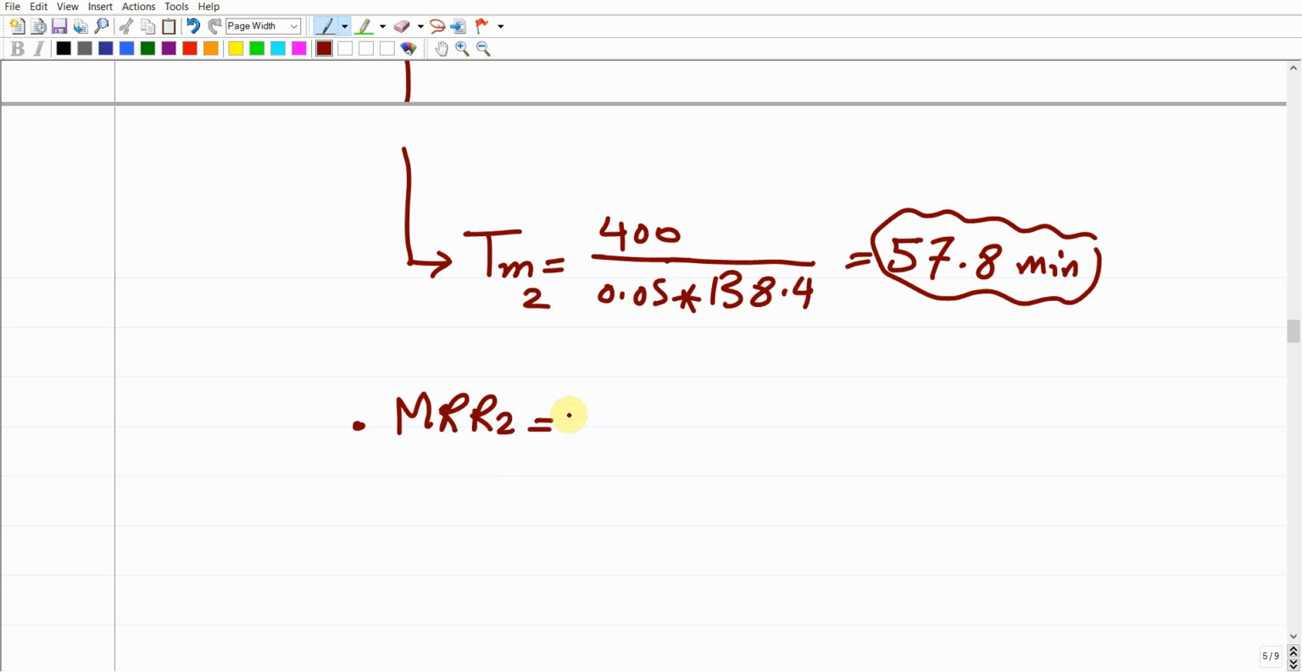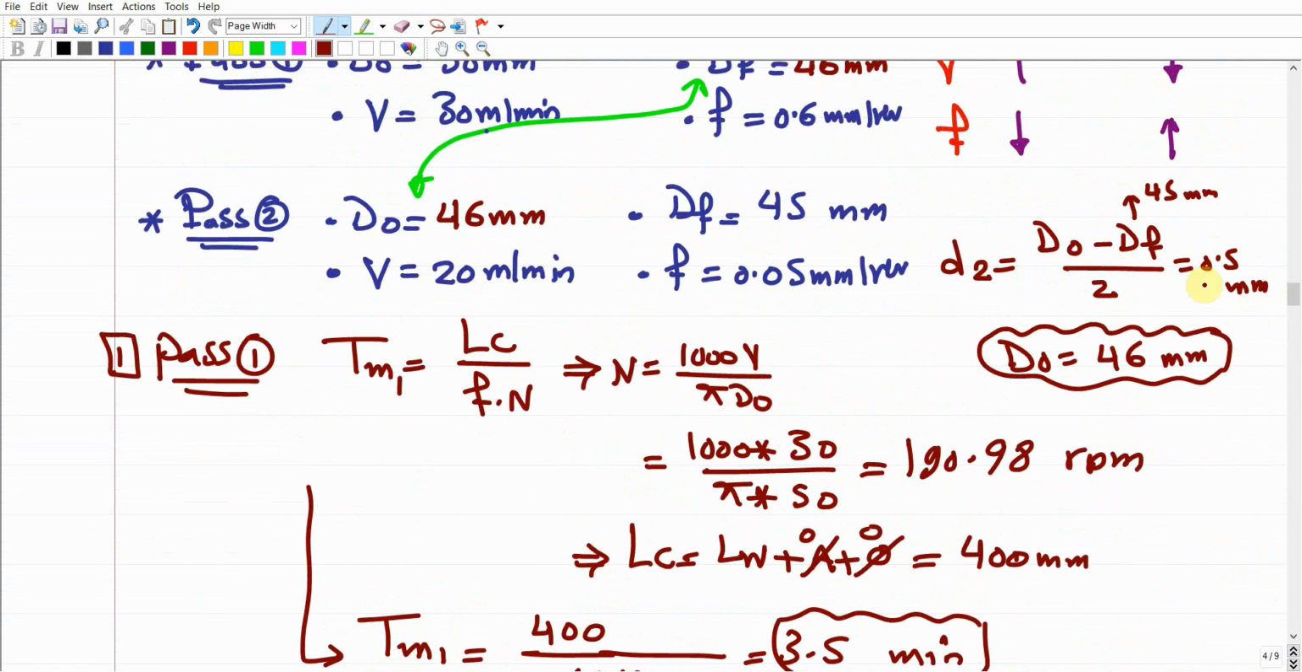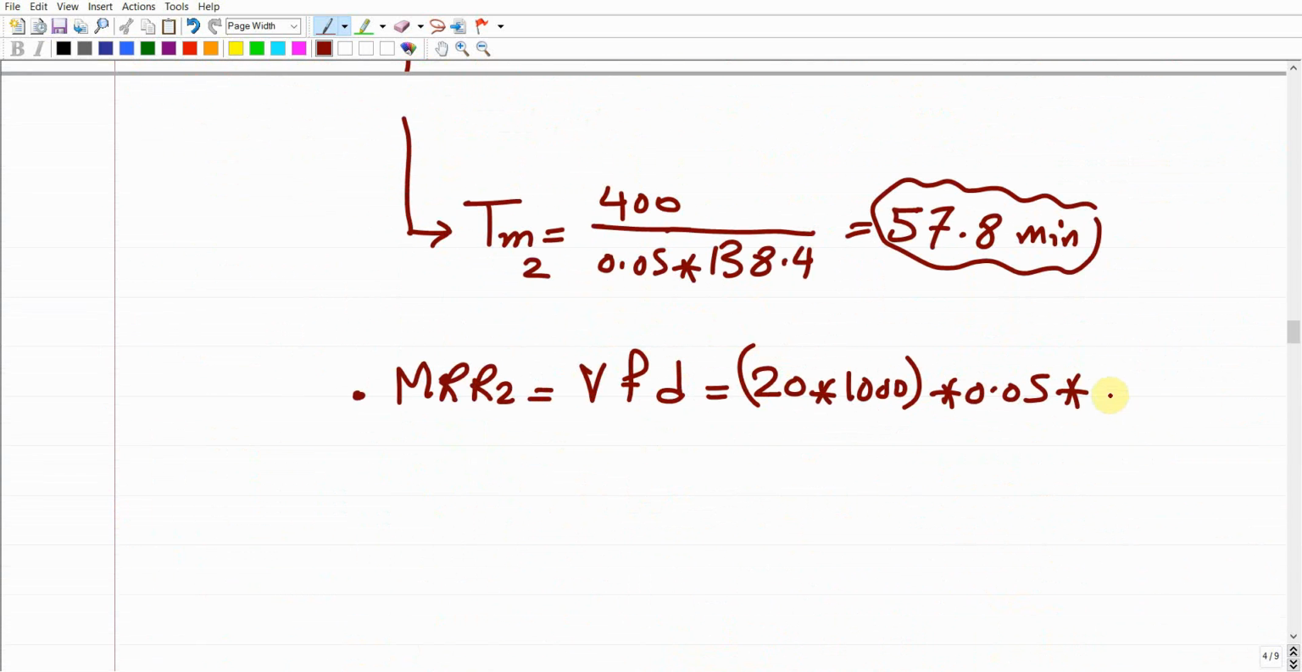The second meter removal rate is going to be V times F times D, the same equation. So V in the second pass is going to be 20 times 1000 to convert from meter to millimeter, times the feed, which is 0.05, the small feed, times the second depth of cut, which was already given to us as 0.5. Doing the calculations, you end up with 0.5 times 0.05 times 1000 times 20. This is going to give us 500 millimeter cube per minute. This is going to be the meter removal rate in the second pass, right?